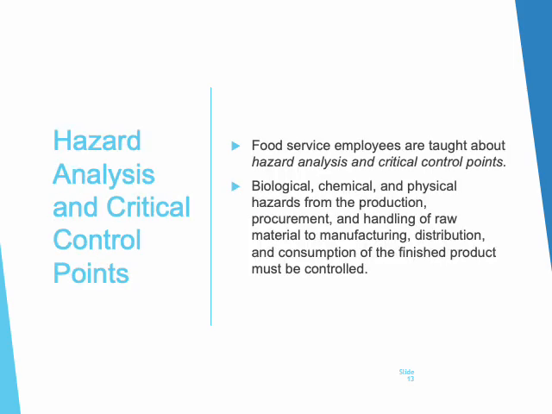Within the healthcare system at an institutional level, all the food service employees are taught about the hazard analysis and critical control points. We also refer to them as the HACCP. In HACCP, biological, chemical, and physical hazards from raw material production, procurement, and handling, as well as manufacturing, distribution, and consumption of the finished food product are all controlled. And these trainings are discussed with all the staff, from receiving, cooking, serving, and food handling. They're all taught about the high-risk foods and how to prevent illness.